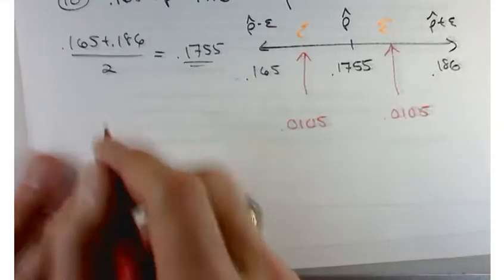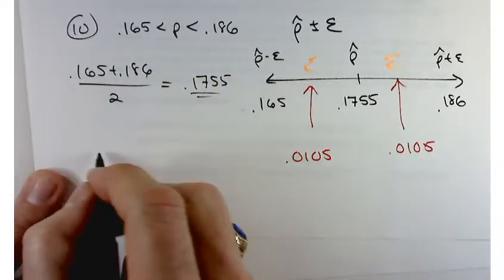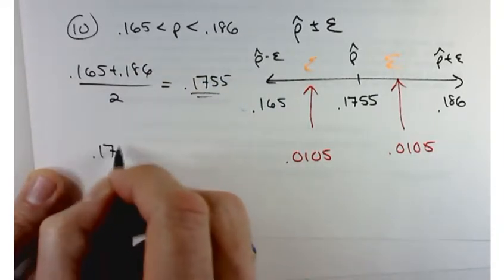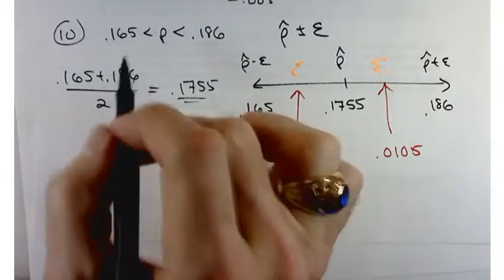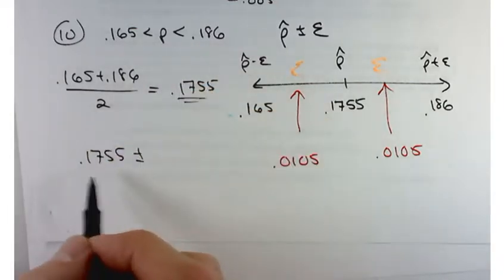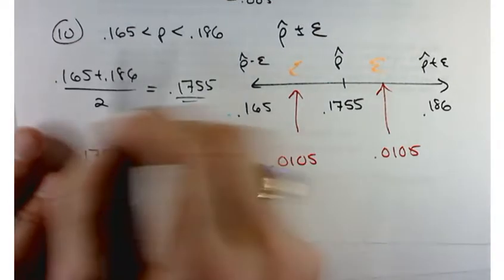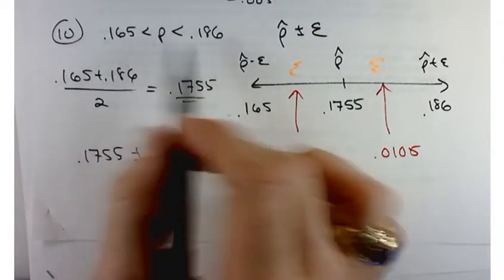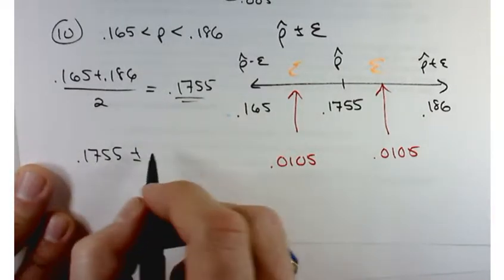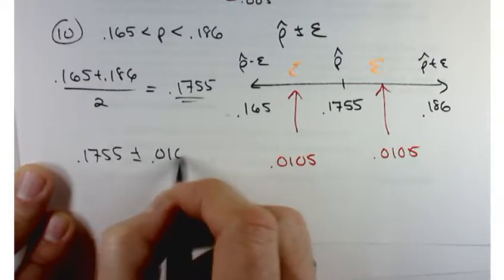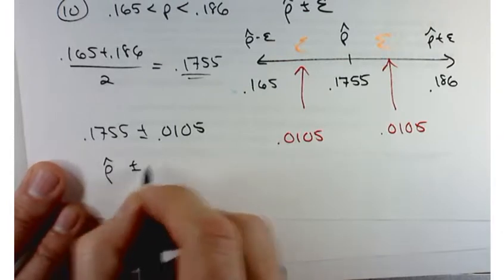So that's how far you move to the right to get to that end, and left to get to this end. So we can rewrite this in the form of p hat, which is 0.1755. That's your point estimate for the population parameter. But you know, if you took a different sample, you'd probably get a different value. So you surround this by a little bit of wiggle room. Say, well, it's likely to be in this interval. That interval is created by taking this plus or minus 0.0105.